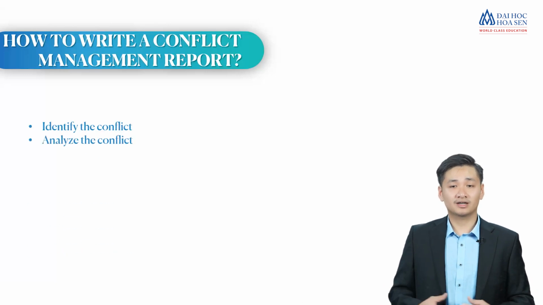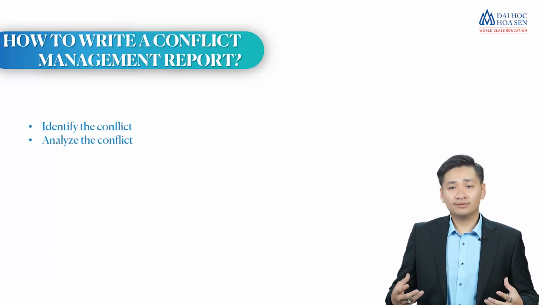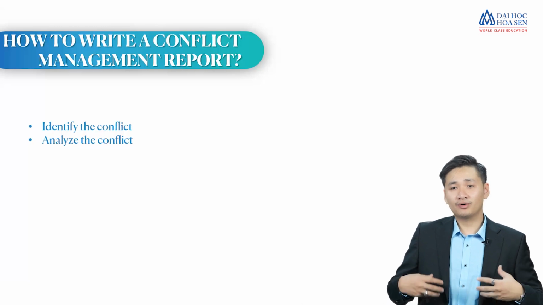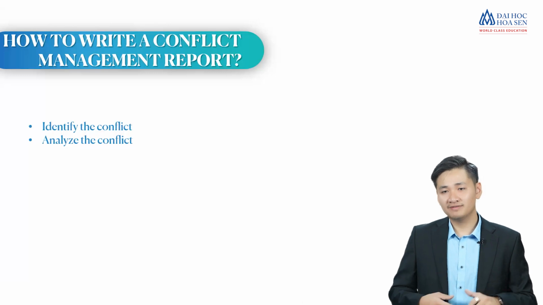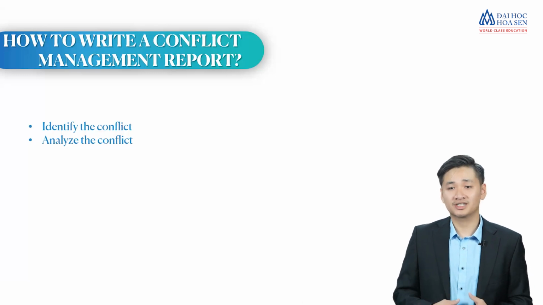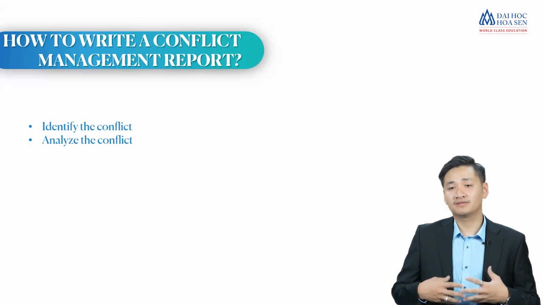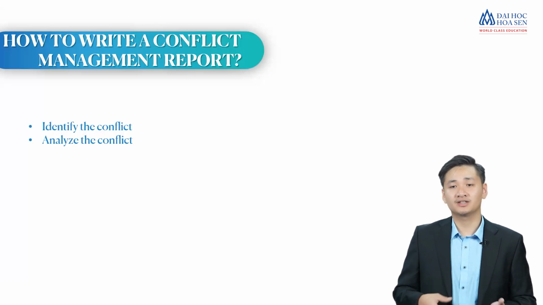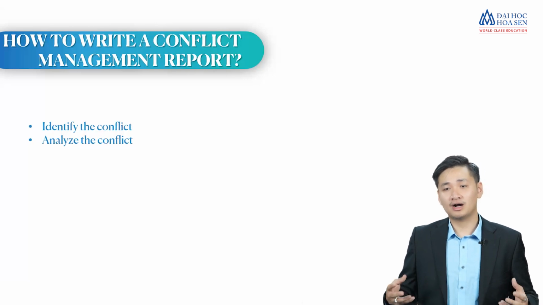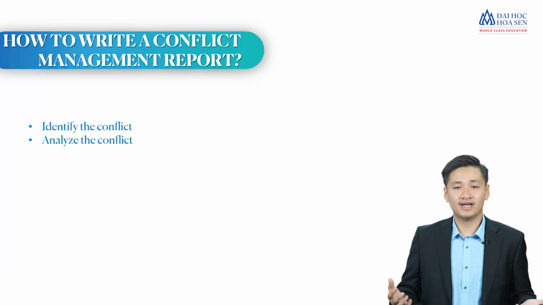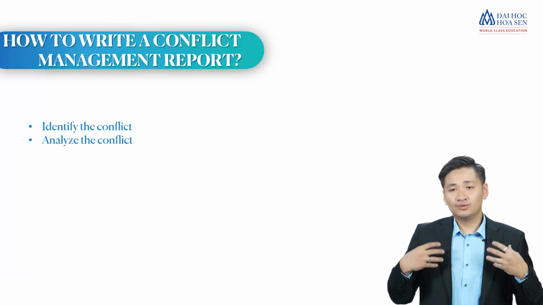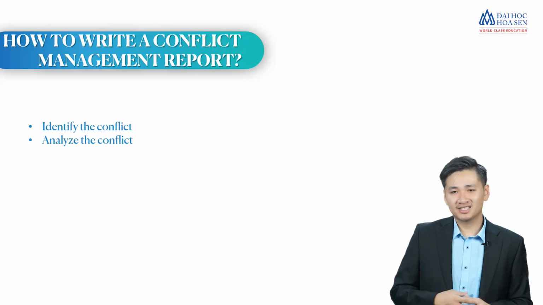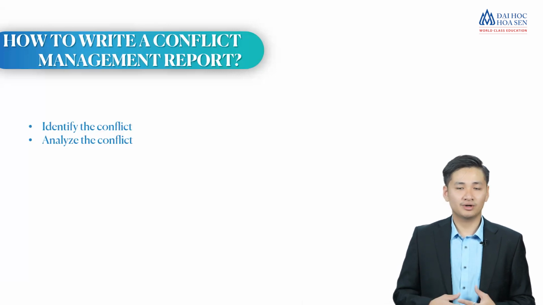And then analyze the conflict. The next step in writing a conflict management report or presentation is to analyze the conflict situation using relevant theories, models, and frameworks. You need to explain the causes and consequences of the conflict, the dynamics and importance of the interaction, the sources of power and influence, and the potential outcomes and risks. You also need to evaluate the strengths and weaknesses of the current conflict management strategy and practice, and identify gaps and opportunities for improvement.